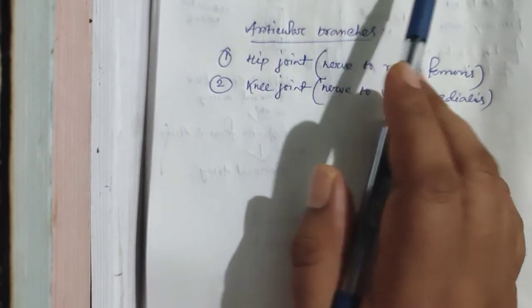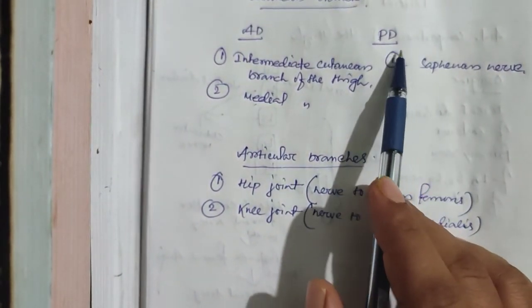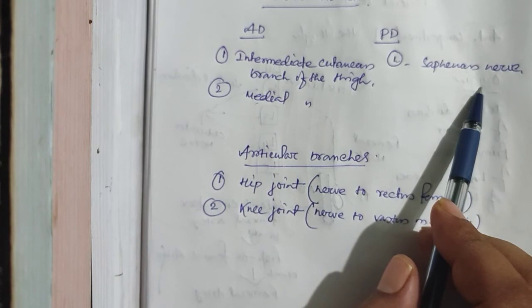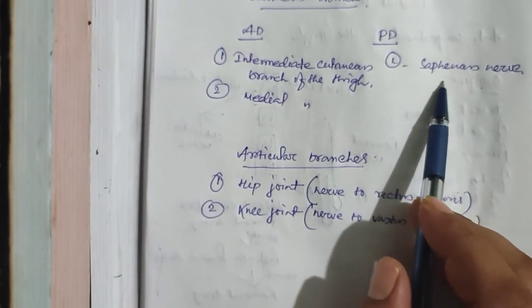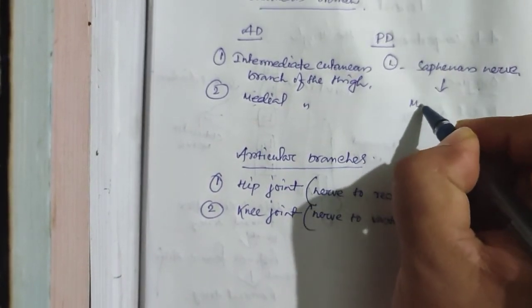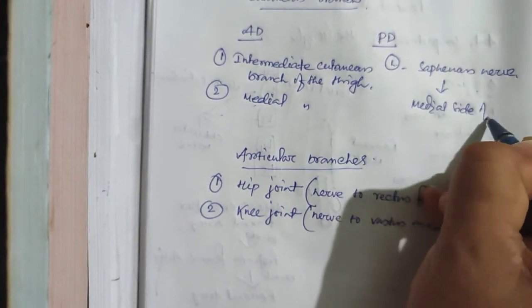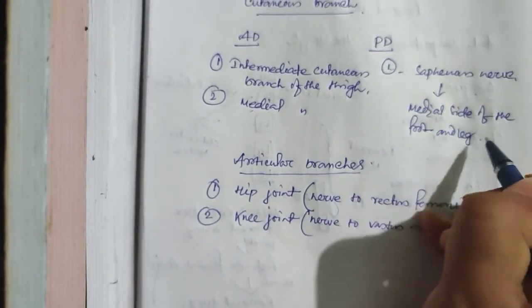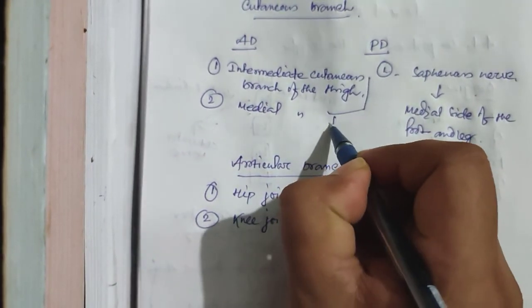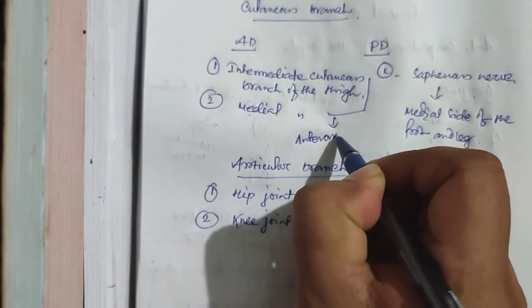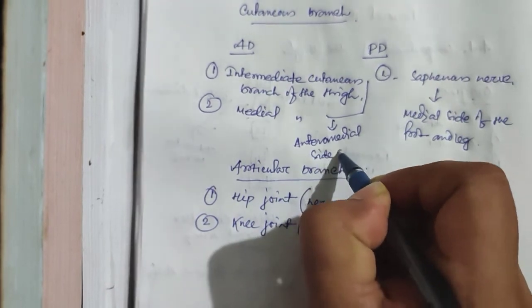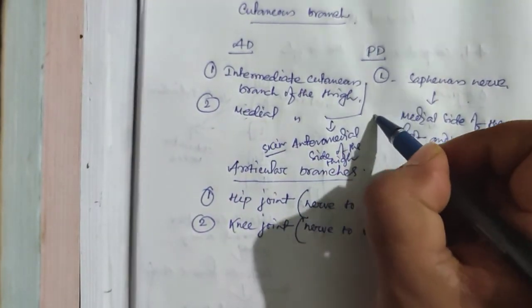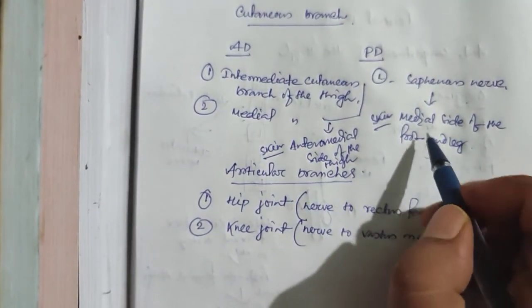And the posterior division gives a cutaneous branch for the saphenous nerve. And the saphenous nerve also supplies the skin on the medial side of the foot and leg. And these supply the anteromedial side of the thigh, meaning the skin of the anteromedial side of the thigh, and here it supplies the skin on the medial side of the foot and leg.